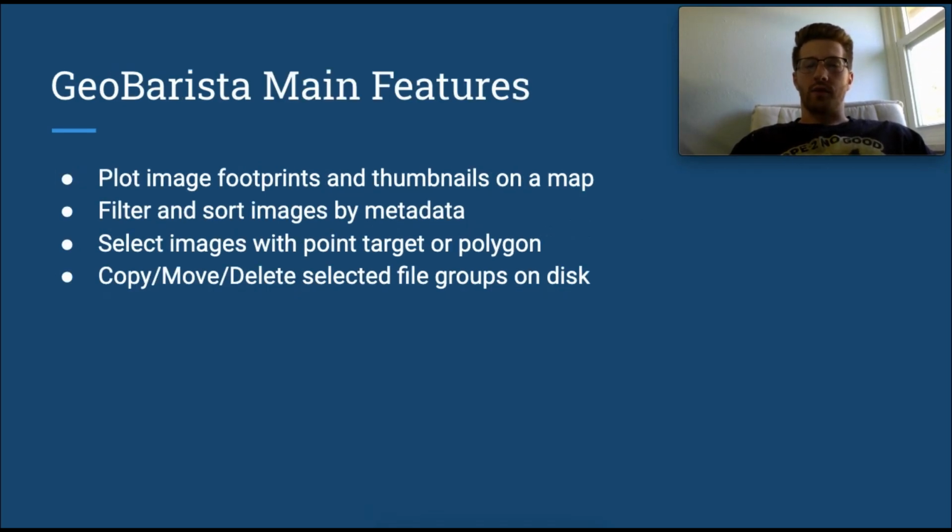Next, I'd like to talk to you about some of our main features. The main features of the application relate to image and image metadata sorting and mapping. Specifically, these features include loading and plotting image footprints and their respective thumbnails on a map, filtering and sorting the loaded images by their various metadata fields, selecting images within a specific boundary by setting the bounds with points or drawing an area polygon on the map, manipulating files on disk by copying, moving, or deleting selected images, files, or image file groups.